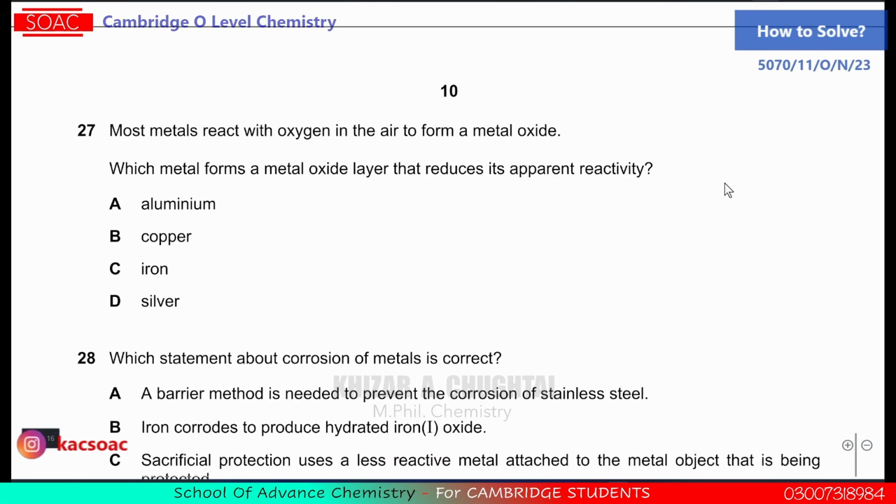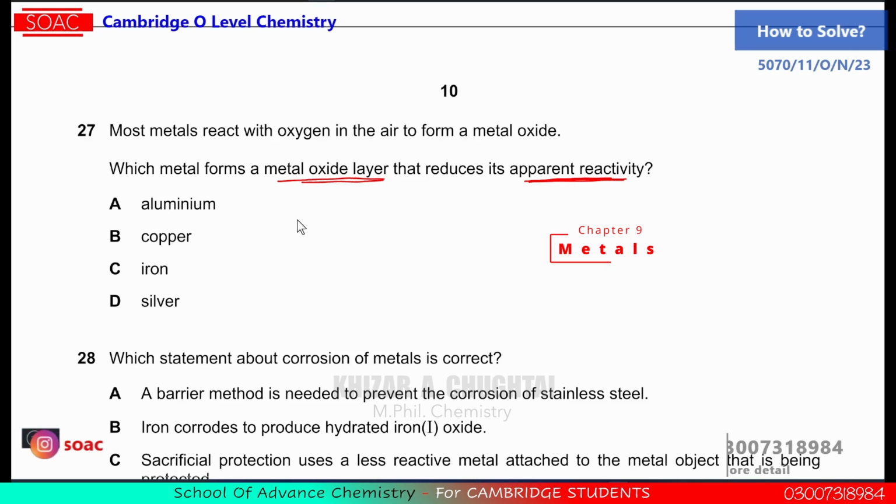Question number 27. Most metals react with oxygen in air to form a metal oxide. Which metal forms a metal oxide layer that reduces its apparent reactivity? Apparent reactivity means the metal is initially more reactive, or highly reactive, but because of its metal oxide coating, it becomes less reactive. So this is the one and only, that is aluminium basically in this sequence.